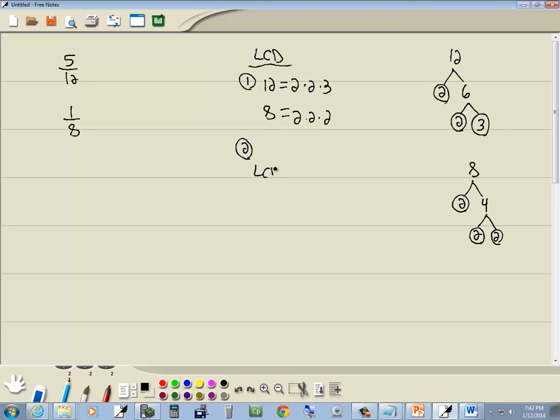Now our least common denominator. We'll start with our first prime, which is 2, and I'm looking for the greatest number of 2s on any single line. There's 2 of them here, there's 3 of them here, so the greatest number of 2s on any single line is 3. And I go to 3. I'm looking for the greatest number of 3s on any single line. There's 1 here, none here, so the greatest number of 3s is 1. So 2 times 2 times 2 is 8, times 3 is 24.